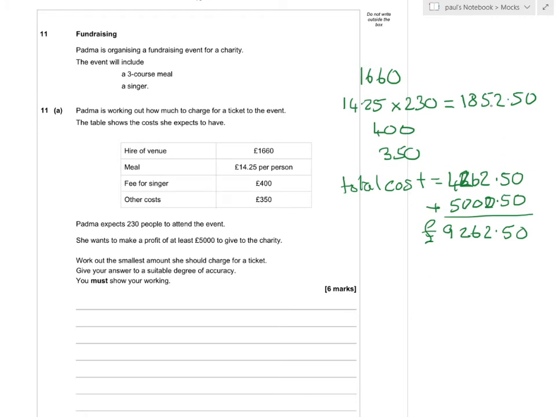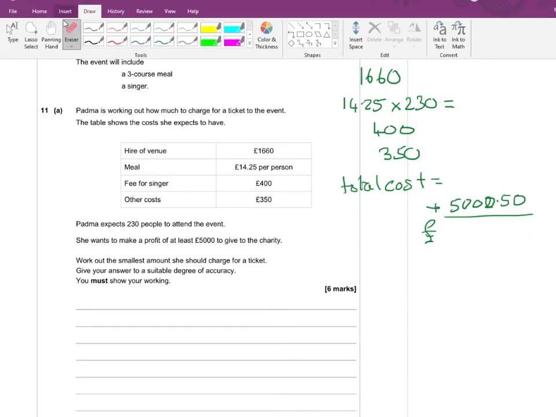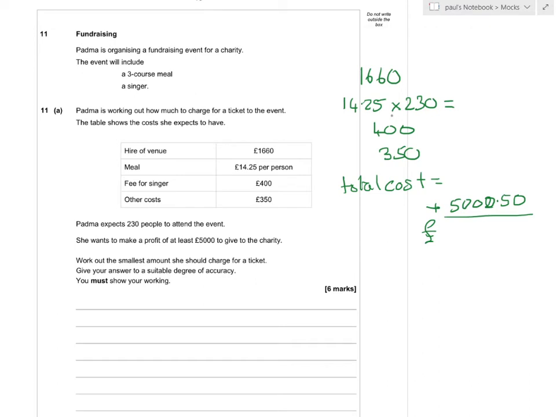I don't think that's right. Have I typed in a number wrong? £14.25 times 230. Oh, that's way wrong. Yeah, that's way wrong, that number. But so that will affect that number, and it will also affect that number. So 1425 times 230 is actually 3277 and 50p. I got the 50p right.